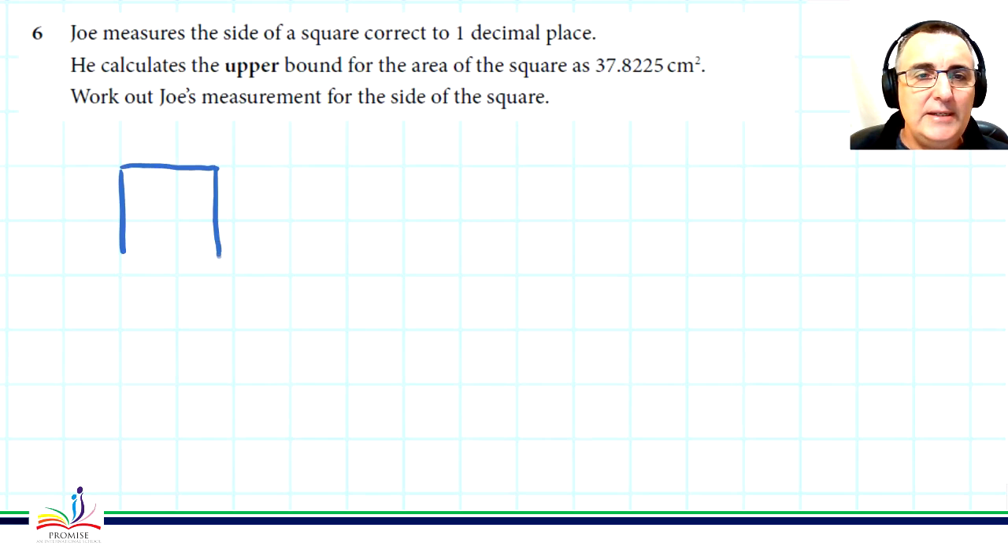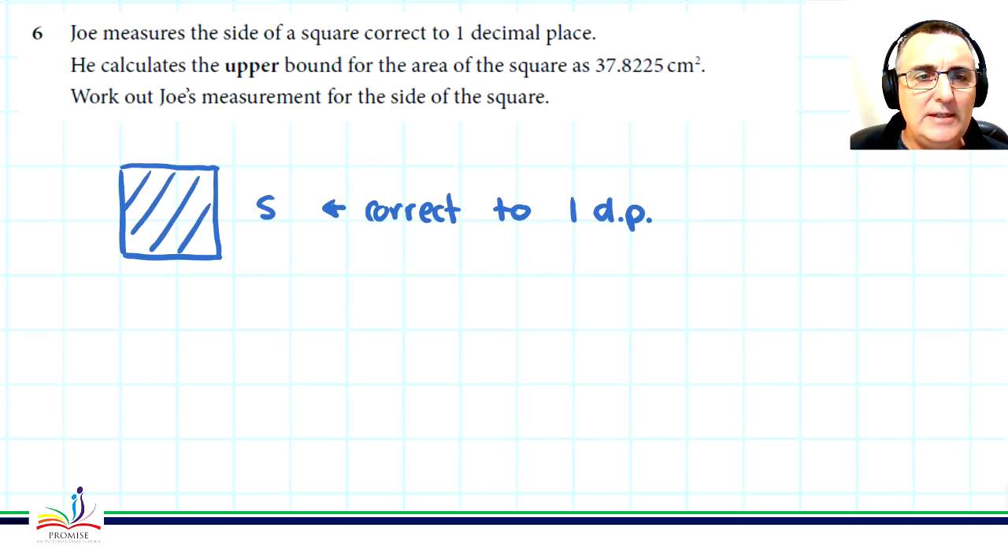All right, let's draw a square. And the side, well, of course all the sides are the same length. And we're told the side is correct to 1 decimal place. The area is the space inside of the square, which of course is the side squared. And we're told the upper bound for the area. So we don't know what he actually measured it at, but given his accuracy, we're told this is the upper boundary for it. So it doesn't look like we have a lot to work with, does it? But we're going to break this down and work out what to do with these boundaries to work out upper boundaries of a calculation.